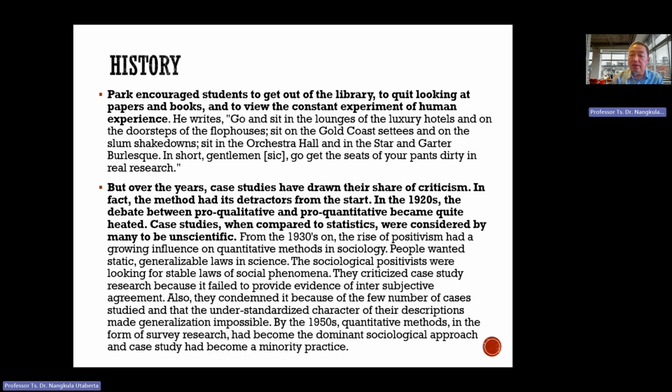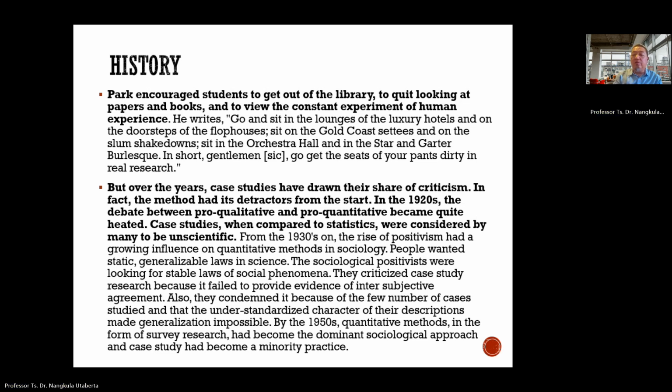In his research, Park encouraged students not to just stay in the class or just go to libraries. He wanted the students or the participants to go out and observe the human experience. He wrote in one of his writings that you can go and sit in the lounge of luxury hotels, on the doorsteps of the flophouse, on the Gold Coast, in slum areas, or in an orchestra hall, and then you can get more experience of things.